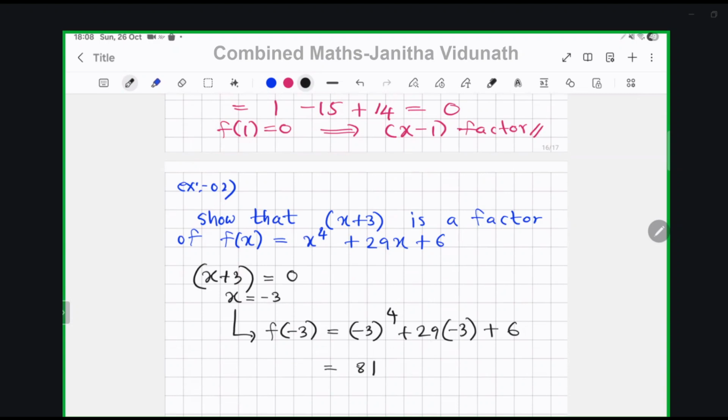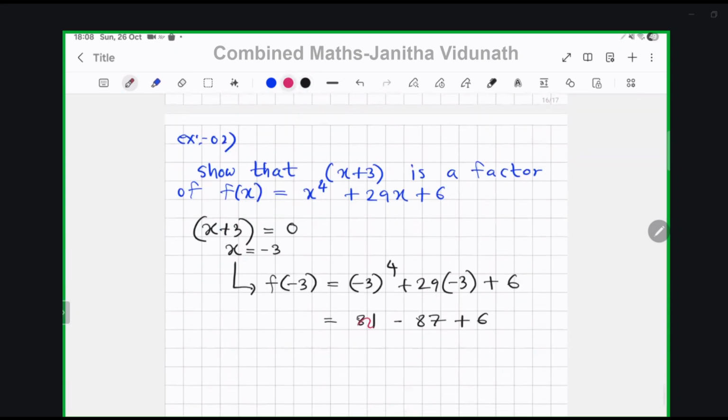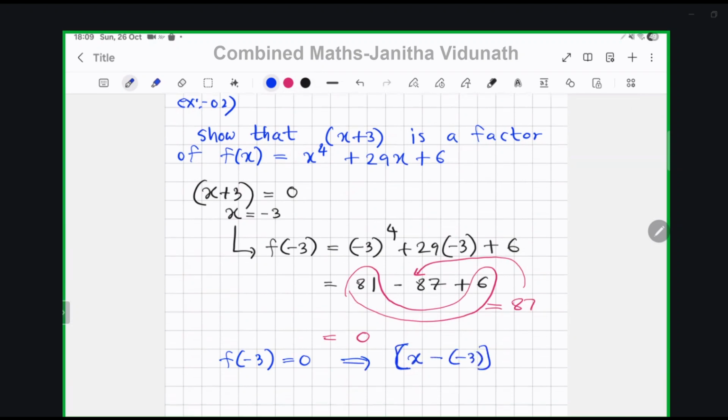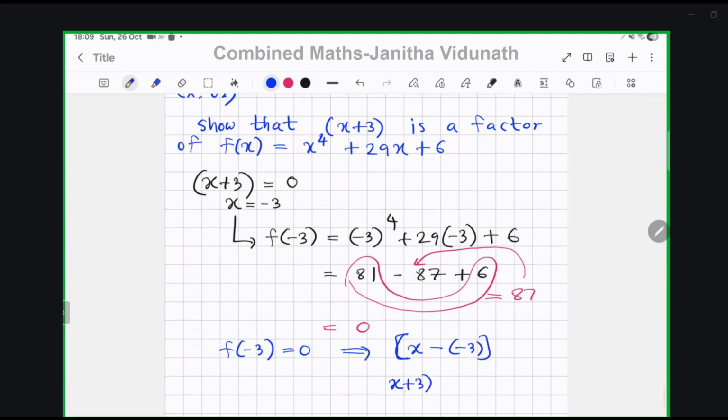29 times minus 3 is minus 87, plus 6. From 81 and 6, we get 81 plus 6 is 87. Then 87 minus 87, the final answer is 0. Then since f(minus 3) is equal to 0, we can say x minus minus 3 is a factor. That means x plus 3 is a factor of the given function.